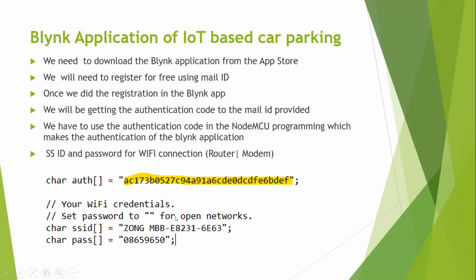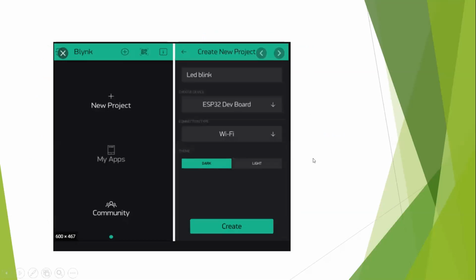It automatically connects the Node MCU to the web portal. You need to have Wi-Fi connectivity in your location to enable the Node MCU mode. This is the Blynk app. It's an open source app. You just configure your project, whatever you want, just LED blinking or IR thermometer sensor detection. N number of outputs we can use in the Blynk app.